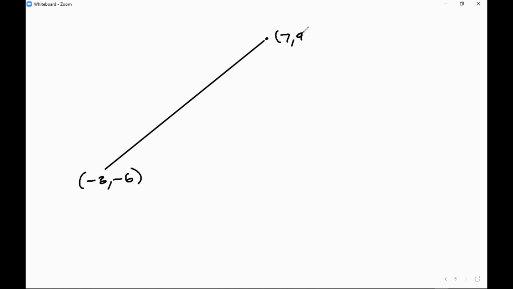Let's try one with negative values now. Let's see if you can get this. I've got negative 3 and negative 6. And 7 and 9. And the gradient is given as y2 minus y1 divided by x2 minus x1. Try it and then I'll go through it.